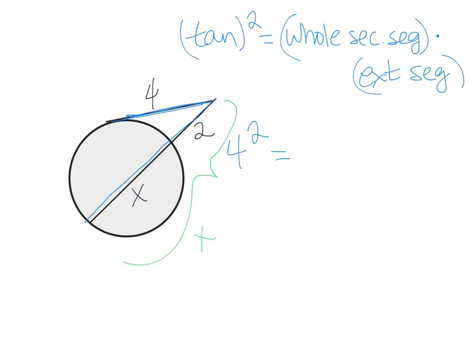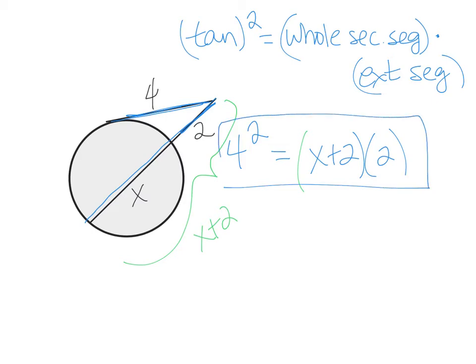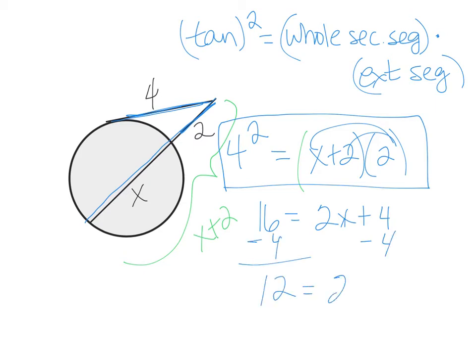is going to be equal to x plus 2. So we're going to go x plus 2 times just the exterior part. All right, and then we can either punch this into the calculator. This is important, that you know the formula. So we have 16 equals 2x plus 4, because I distributed it this way. I'm going to subtract 4 from both sides, and I get 12. So x equals 6.